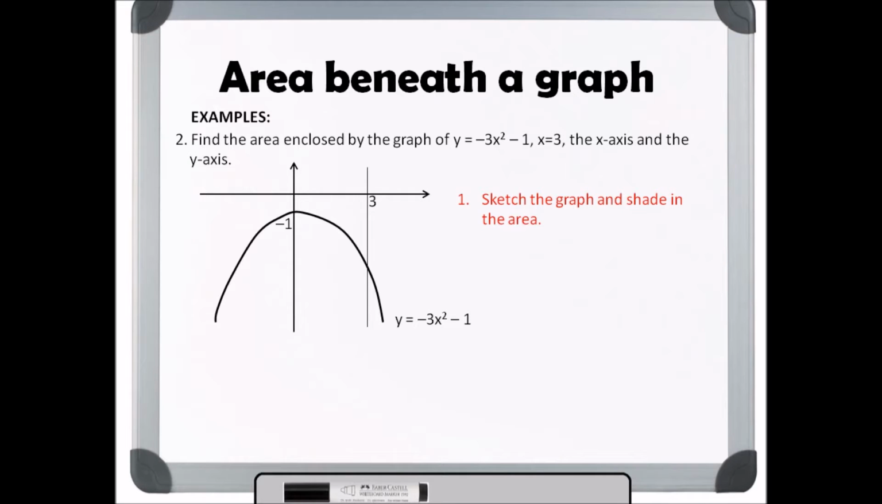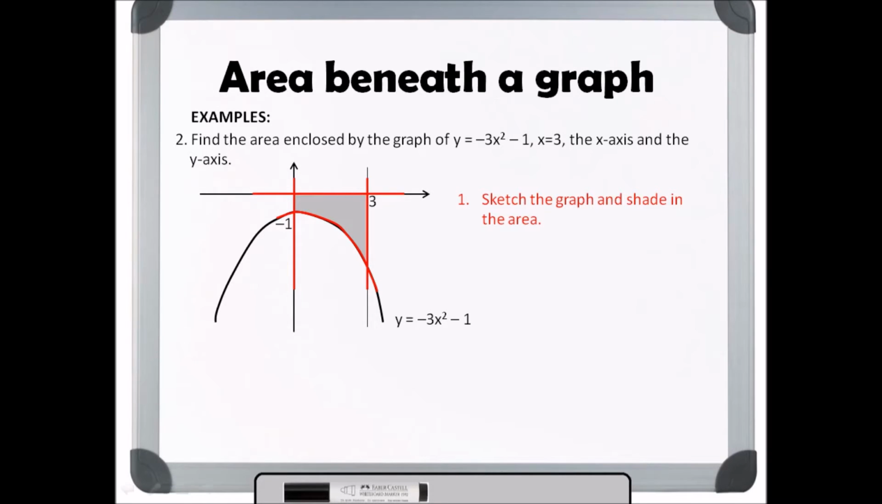Then we need to draw in the borders of this shaded area so that we know what area to shade in. We can see that the borders would include the x-axis, the y-axis, the vertical line at x equals 3 we have just sketched in, and your graph itself. And this is the shaded area we are talking about.